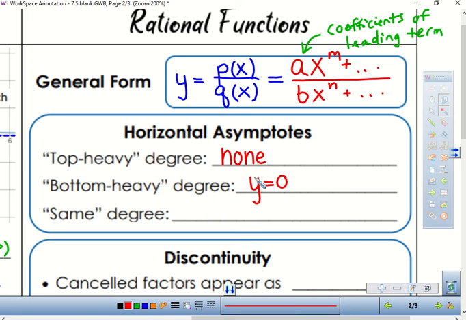And then the last one is when we have the same degree, and this is where A and B come into play. Does anybody remember this one? This one's the one we use the most. Y equals 1. Good, A over B, which often does come out to be 1 if your coefficients are 1 and 1. So these are the 3 different types of situations dealing with horizontal asymptotes based on your general form of your rational function.